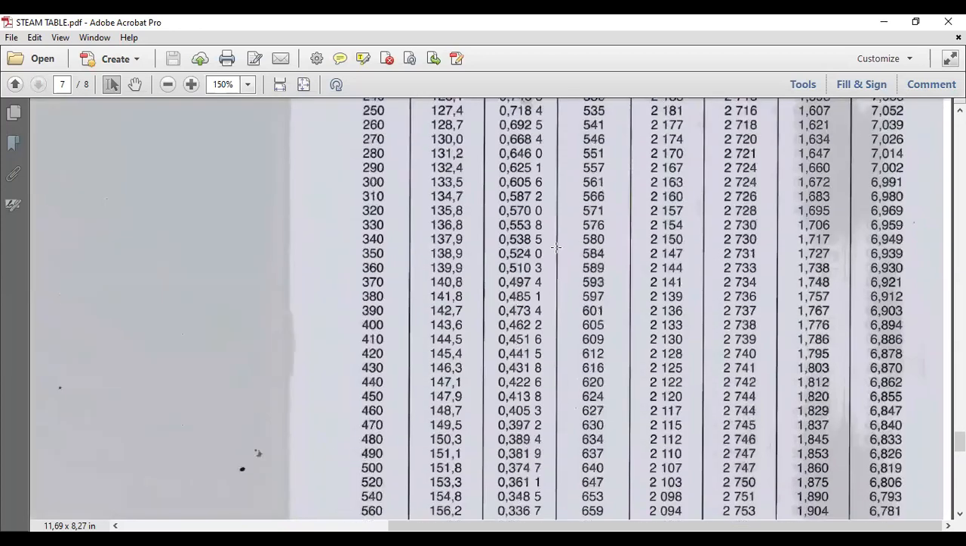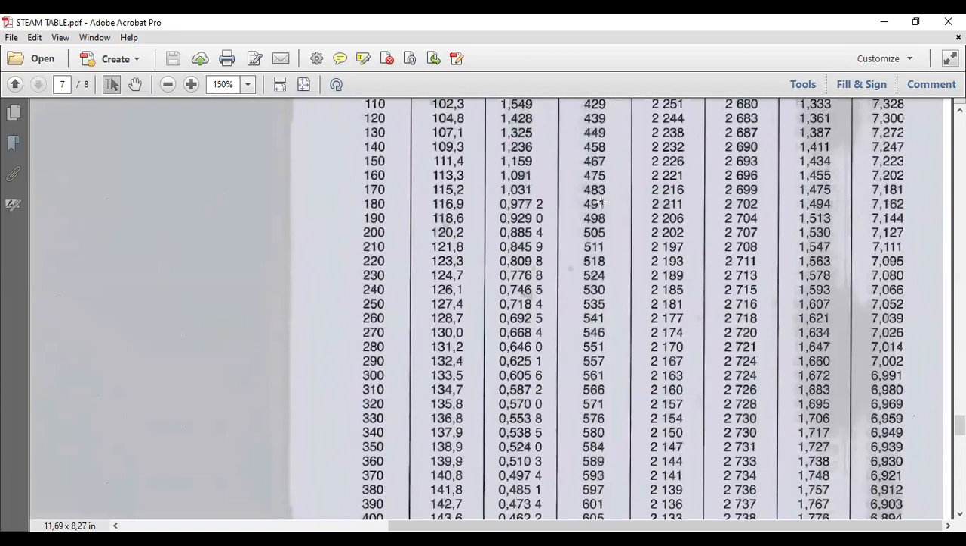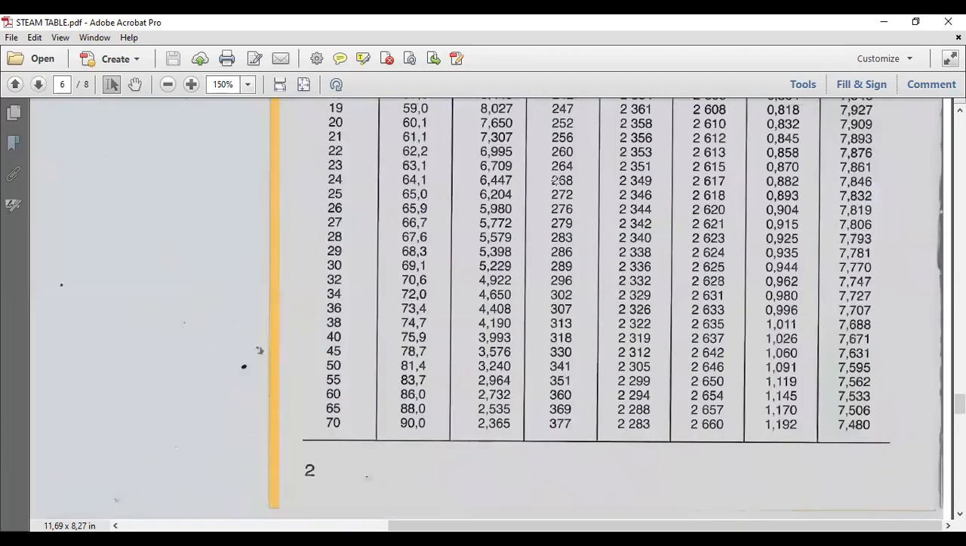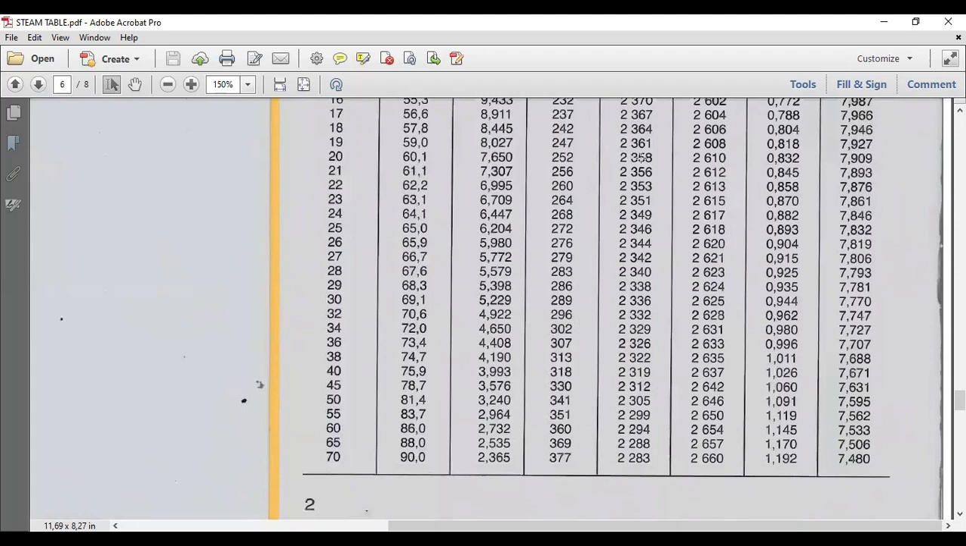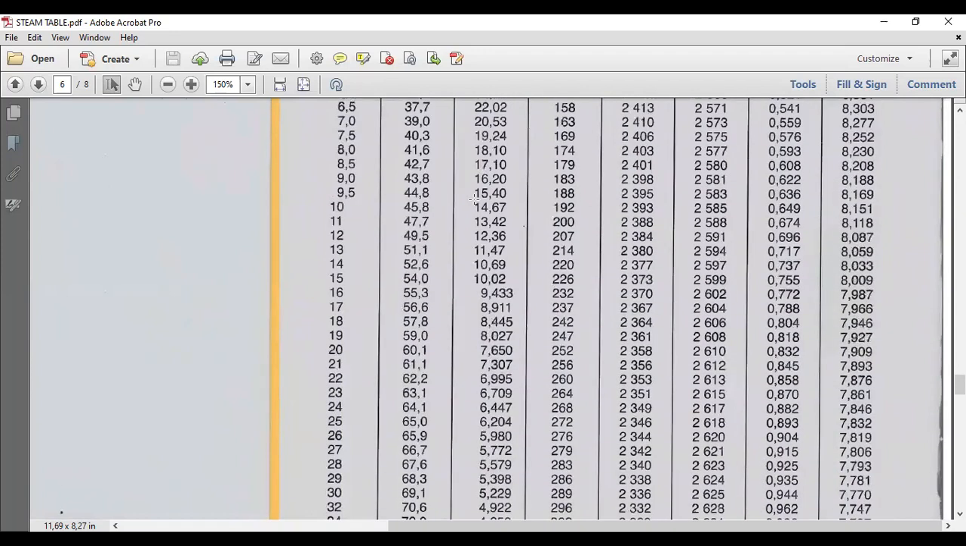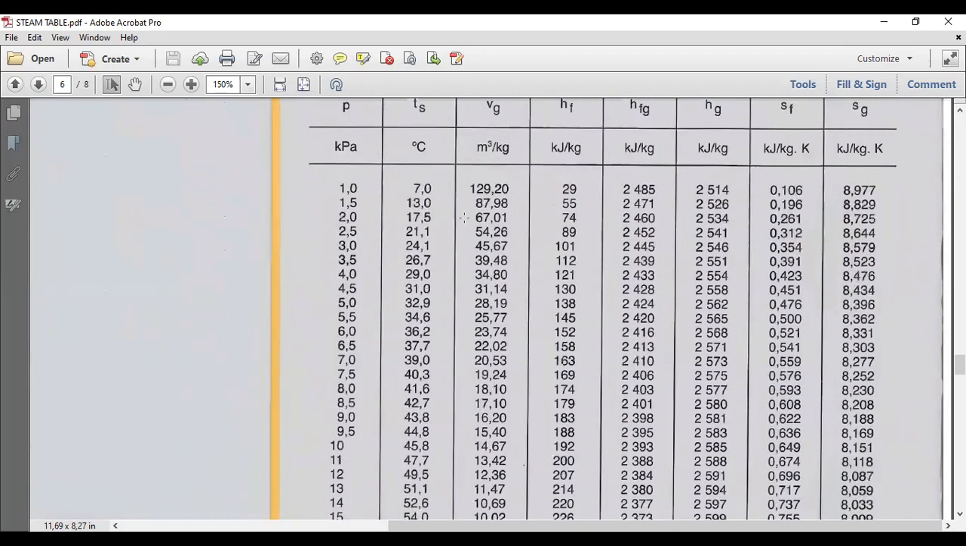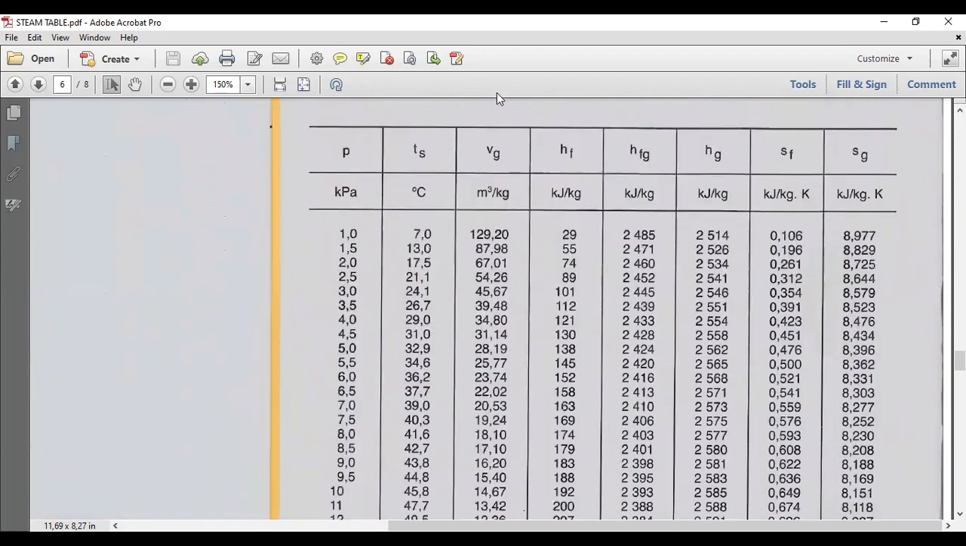This part is at 385. Let me check here. If you check under HF, we go under HF from your steam tables. You're relating to HF, so this is what we need. You need the saturation temperature, which is TS, measured in degrees Celsius. This is what you need in this case.